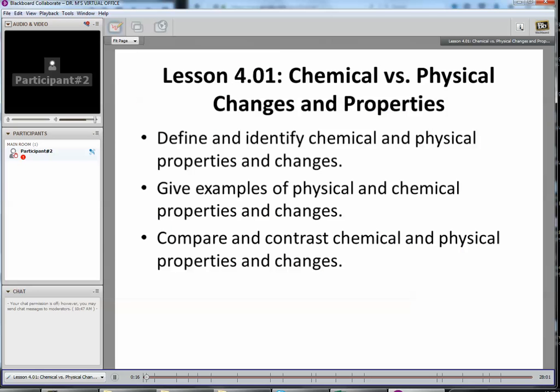So the first lesson in Module 4 deals with chemical and physical changes in properties, and you were asked to really look at and identify the differences between chemical properties and chemical and physical changes. You are also asked to give examples of physical and chemical properties and changes as well. Now just remember that these are often confused. So you want to have a list of physical properties and physical changes, and you want to have a list of chemical properties and chemical changes. So make sure that you have those in your notes.